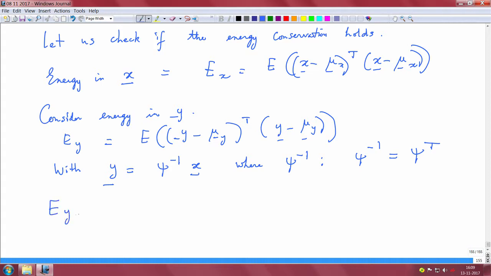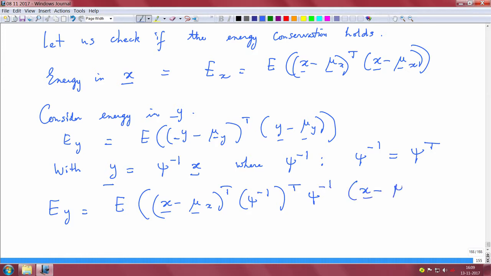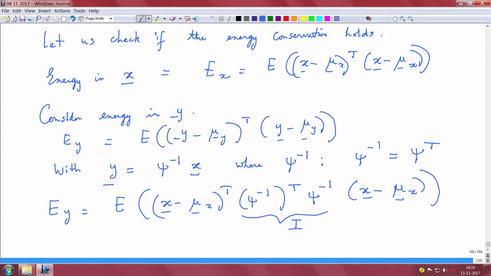Now, EY is the expectation of (X minus mu X) transpose chi inverse transpose chi inverse times (X minus mu X), and observe this, because we wanted to bring in the unitariness, right? A transpose A is 1. So, your A is like chi inverse and A transpose is like chi inverse transpose. Because this is unitary, this is identity, and we have seen this unitariness in filter banks as well, right.